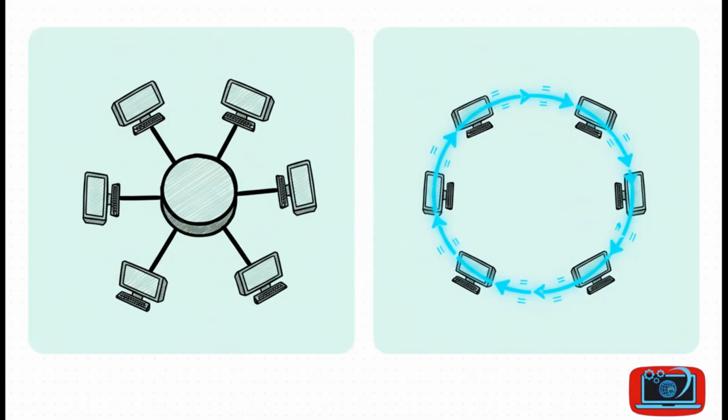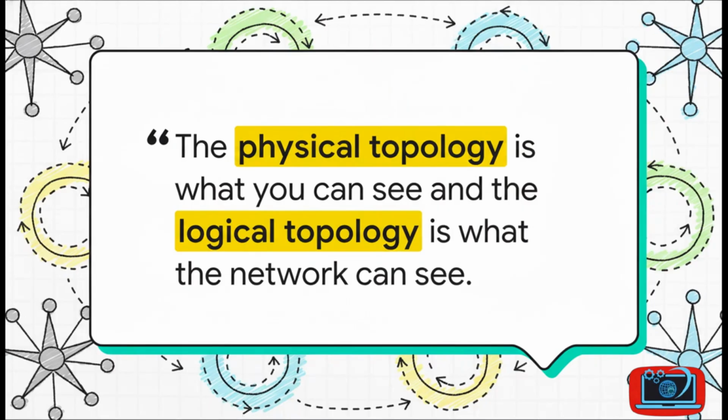And this brings us to one of the coolest concepts in networking, the difference between a network's physical topology and its logical topology. The physical topology is what you can literally see and touch, the actual layout of the cables and devices. But the logical topology, that's how the data actually moves. It's the path the information takes, no matter what the physical wiring looks like. This quote from our source material just says it perfectly: the physical topology is what you can see, and the logical topology is what the network can see.